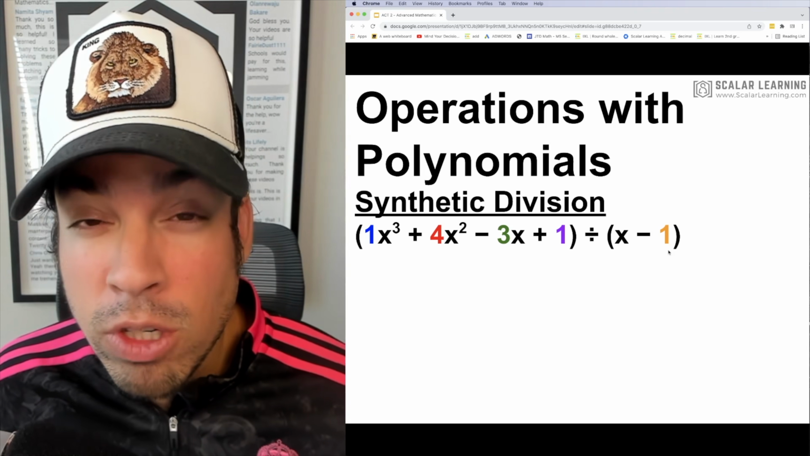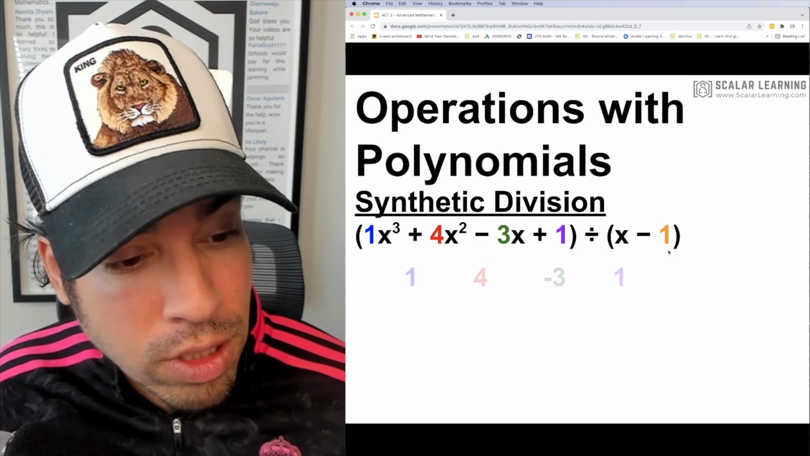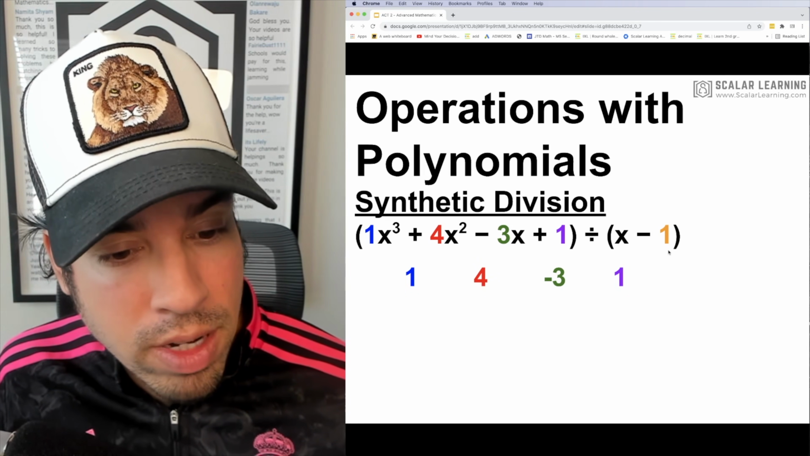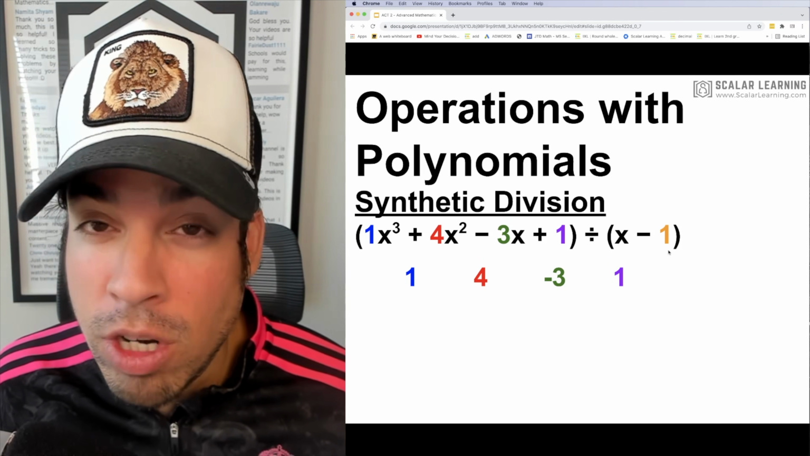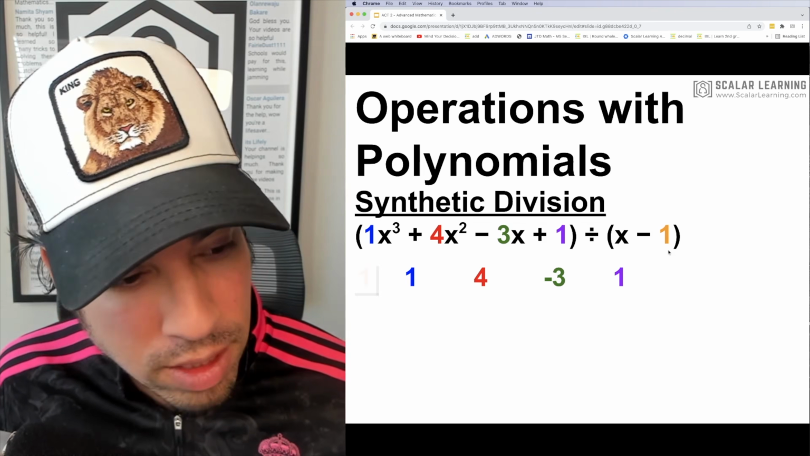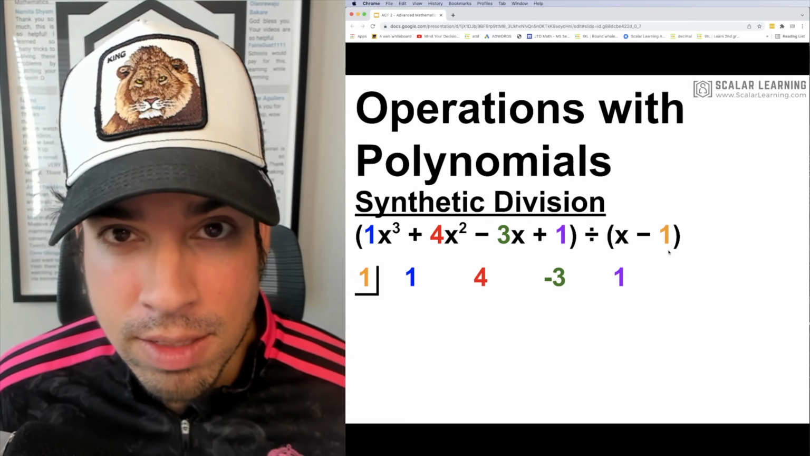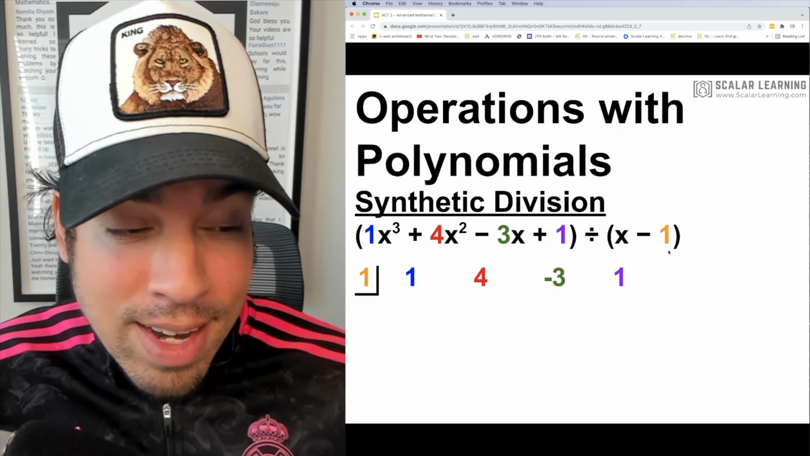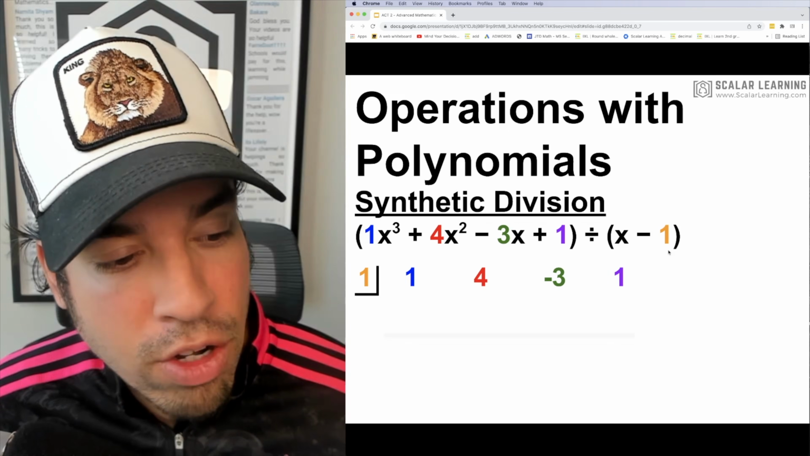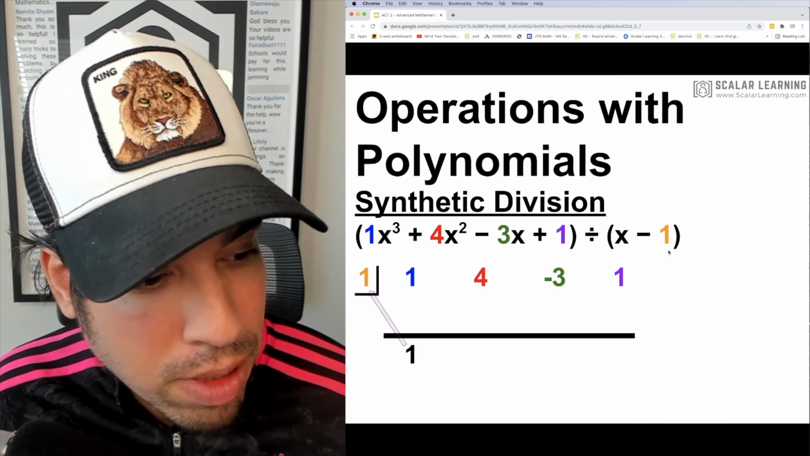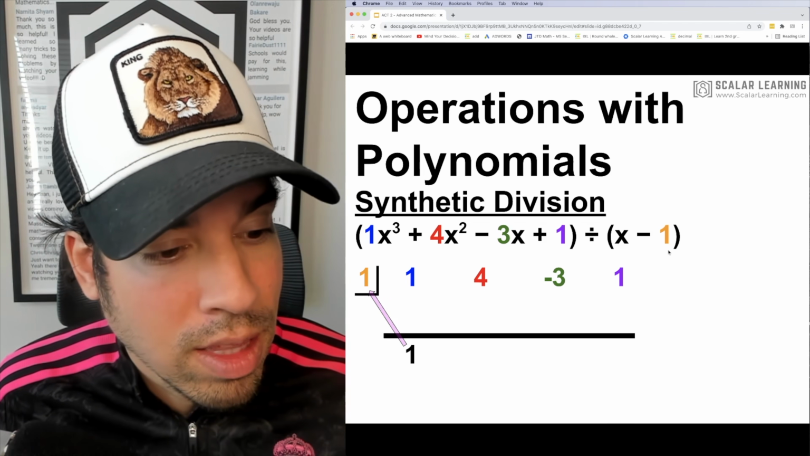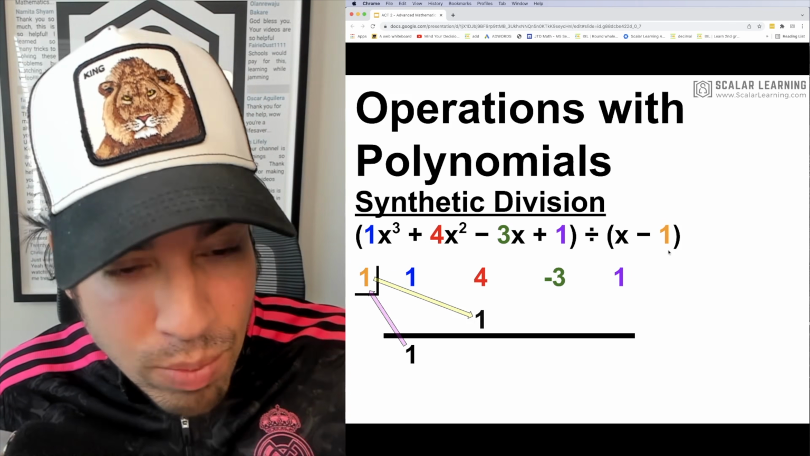So check this out. First step, I'm going to take all the coefficients of that first polynomial, 1, 4, -3, and 1, and I'm going to place them like so. Then I'm going to take that orange number, the 1, what x is subtracting, and I'm going to throw it in a little box like this. Now again, if it was x plus 1, a -1 would go in that box. Now here's the process. We drop that first 1, then it multiplies what's in that box, and then we throw it here. And then we add straight down.